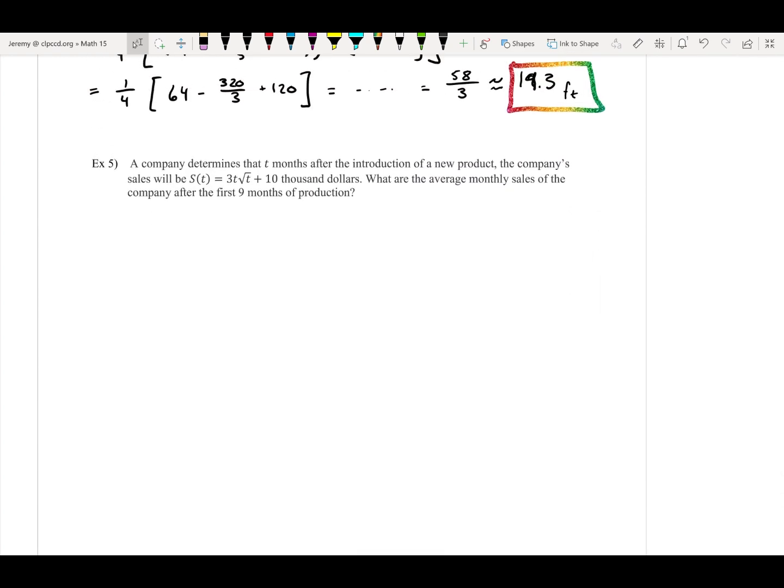A company determines that t months after the introduction of a new product, the company's sales will be S of t, which is equal to 3t root t plus 10. And the outputs of this function are measured in thousands of dollars. What are the average monthly sales of the company after the first 9 months of production?